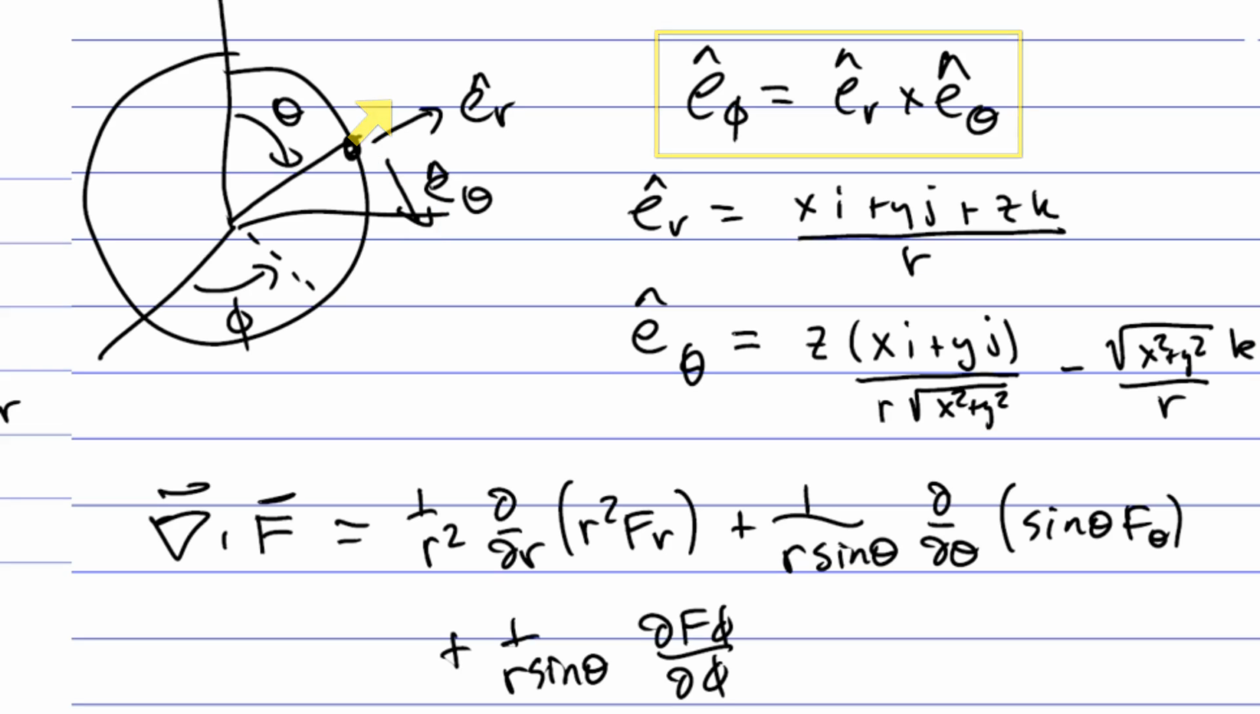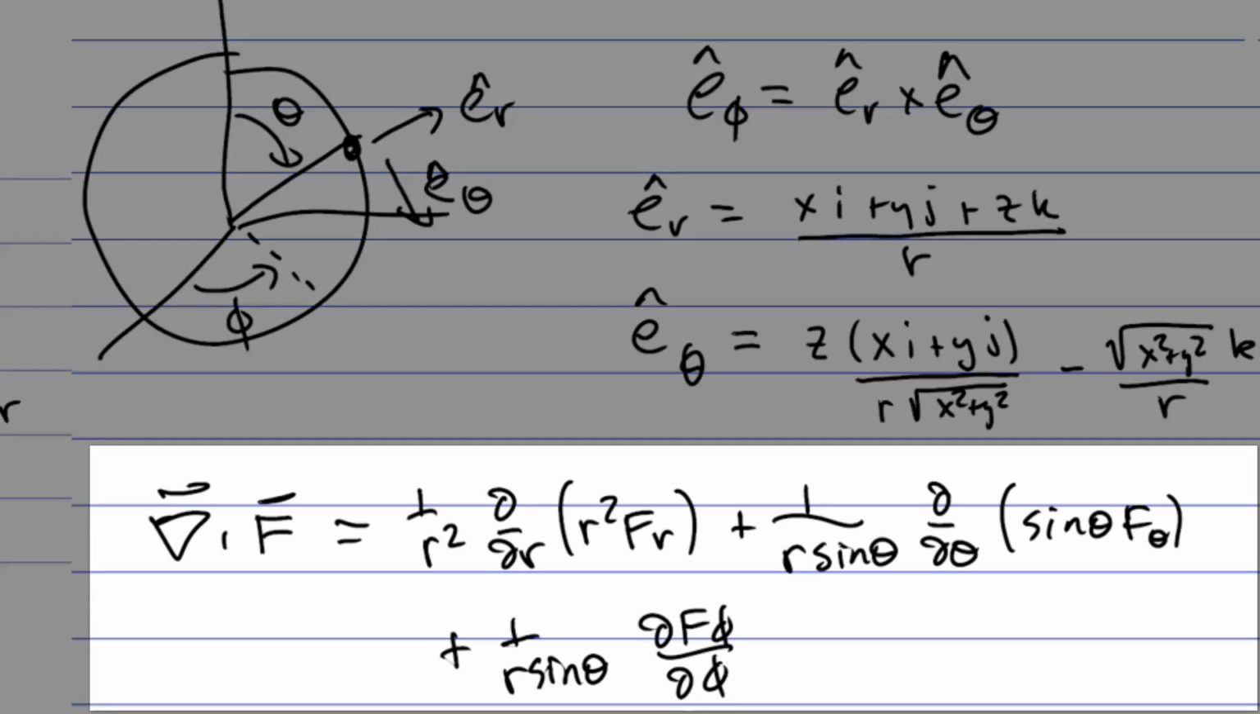Now, if I use those as my unit vectors, keep in mind that those unit vectors do change directions as theta and phi change. Those unit vectors are functions of theta and phi, just like in cylindrical coordinates, where e r and e theta will change as the angle theta changes.